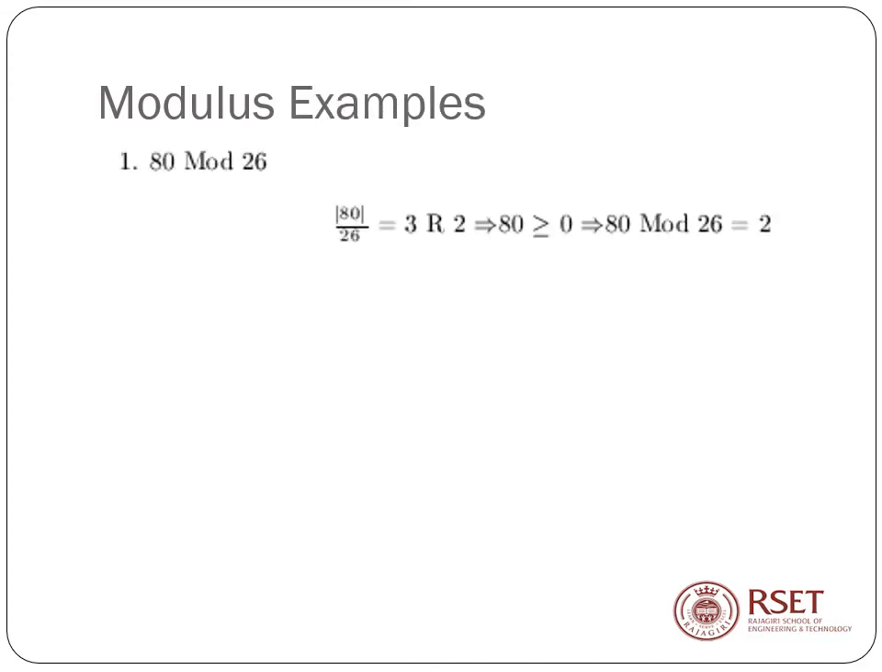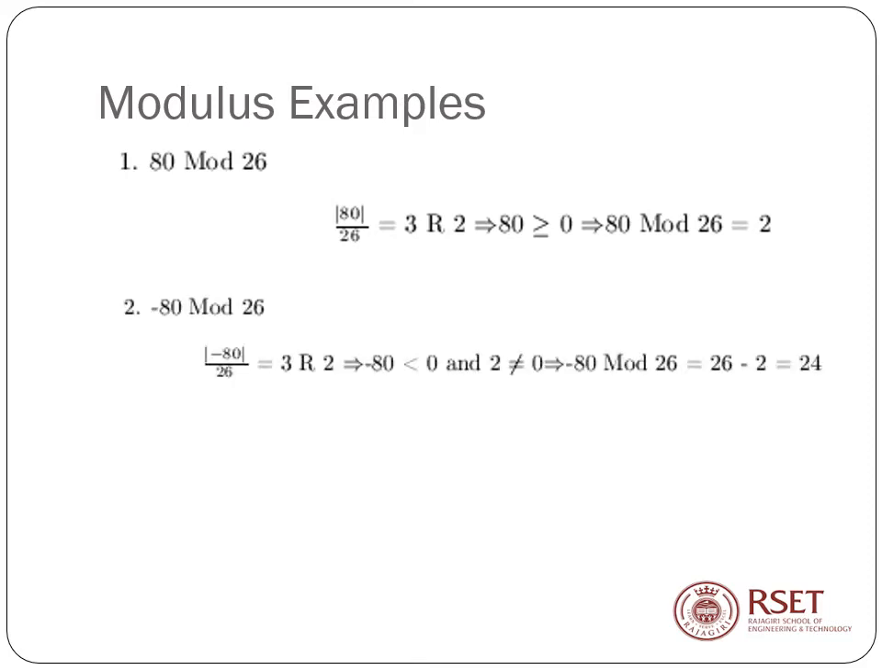Now, some examples. 80 mod 26: it goes 3 times and the remainder is 2. 80 is greater than or equal to 0, so 80 mod 26 is 2. Next is minus 80 mod 26. Minus 80 is less than 0 and 2 is not equal to 0. When you do 80 by 26, the remainder is 2, right? So you will do 26 minus 2, so 24. So minus 80 mod 26 is 24.